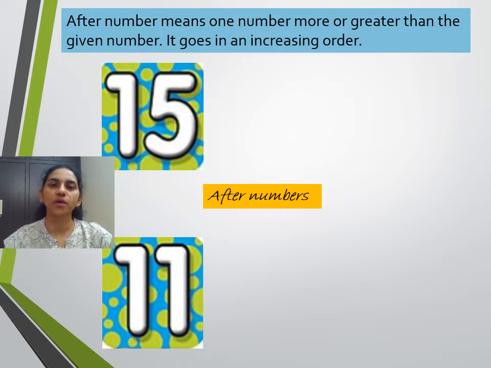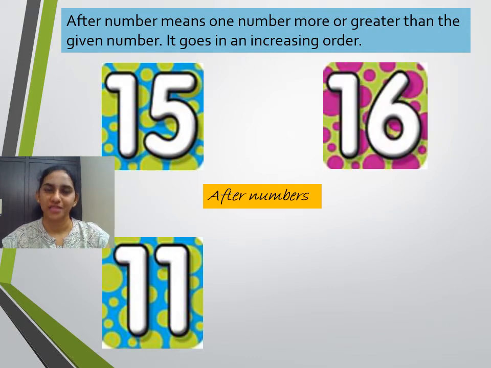Okay, children? Now here we have number 15. So what is the after number for 15? Is 15 a single digit or double digit number? Yes, 1, 5. There are two numbers. It is a two-digit number. So what is the next number for that? Yes, 16. 16 is the next number for 15. It is going in an increasing order.